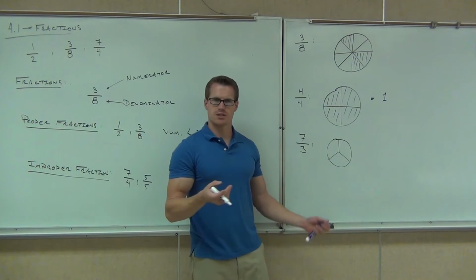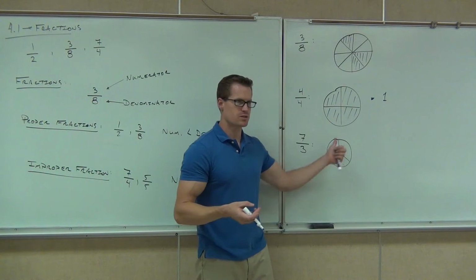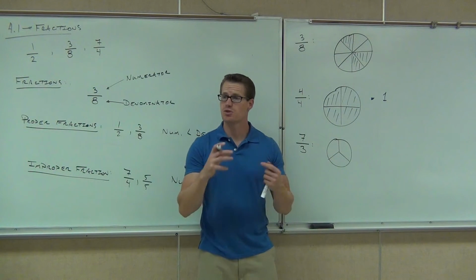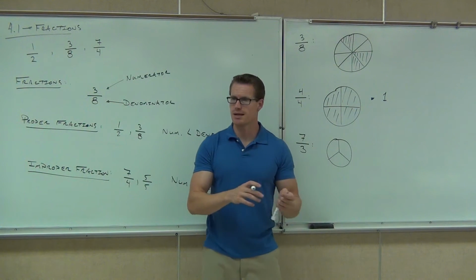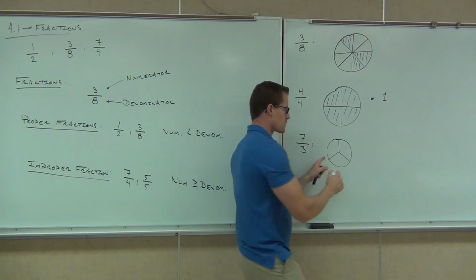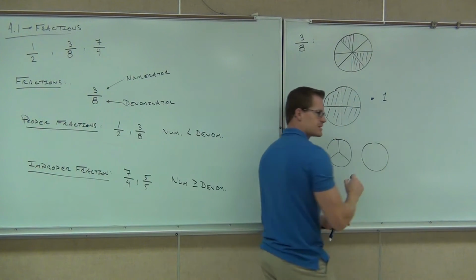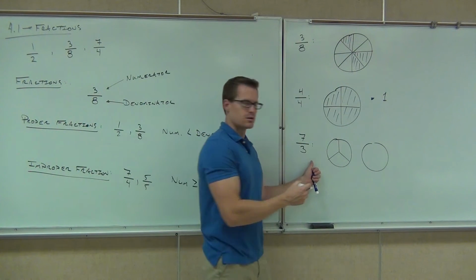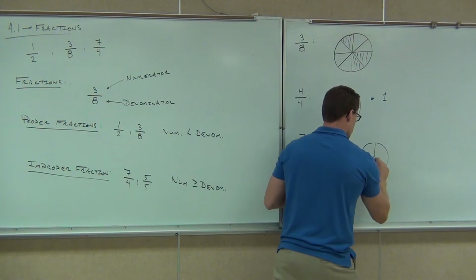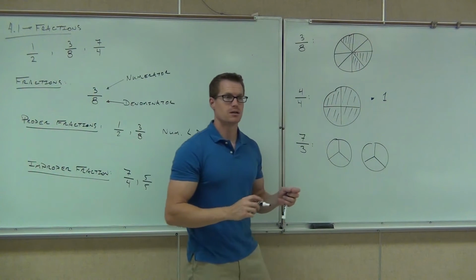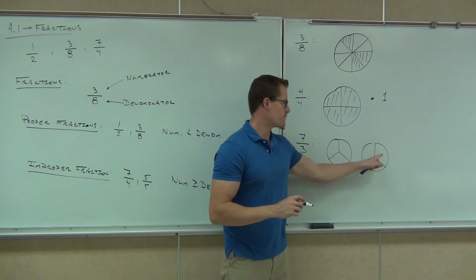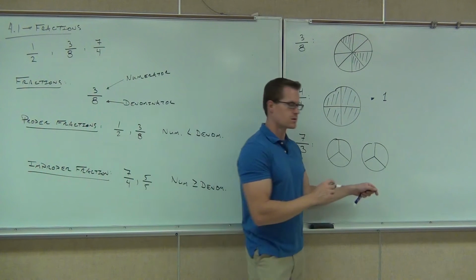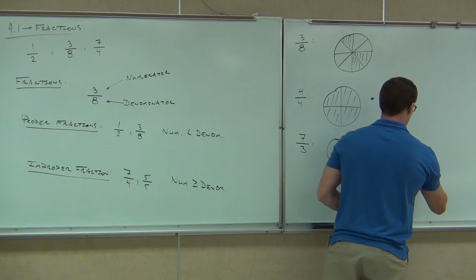Now, do I have enough to cover 7 shaded pieces with this one? That means I need to draw another one. And I'm going to keep drawing them with 3 pieces each until I have enough to cover it. So I have 3 here. I need to draw another one with, is it 3 or 4 now? 3. Still 3. The denominator didn't change, did it? No. So 3 here. Do I have enough to cover it yet? I have 1, 2, 3, 4, 5, 6. How many more do I need? 1 more.